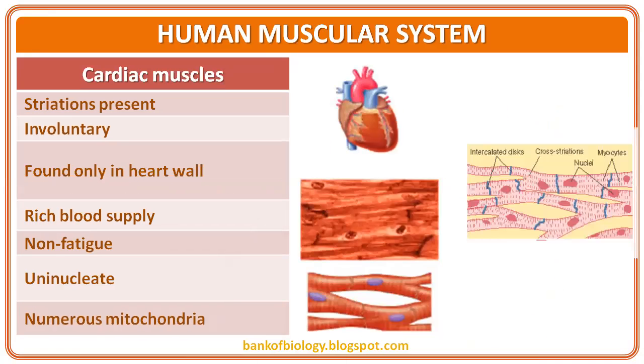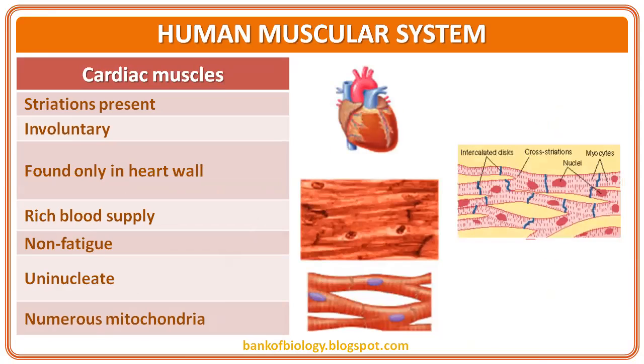Cardiac muscle has striations present, like skeletal muscles. These are also involuntary. They are found only in the heart, with a rich blood supply and a non-fatigue condition. They should not undergo fatigue, isn't it? The cardiac muscles should not undergo fatigue. For a minute, 72 to 75 times, the heartbeat should occur. If fatigue occurs in between, it means death of the person, a heart attack. Uninucleate condition you can see here, and numerous mitochondria are present.